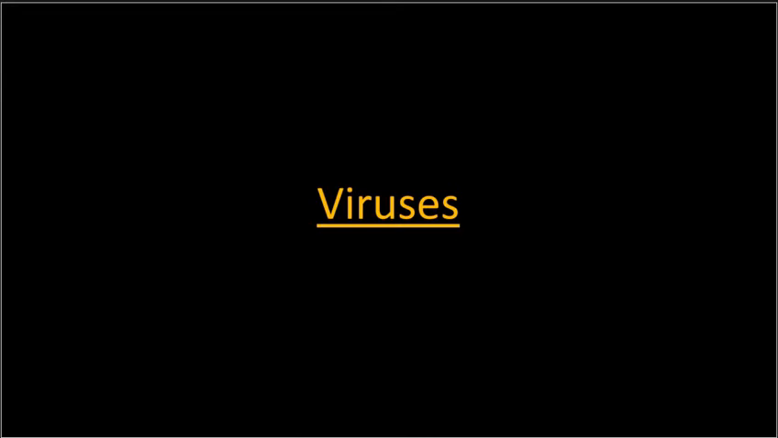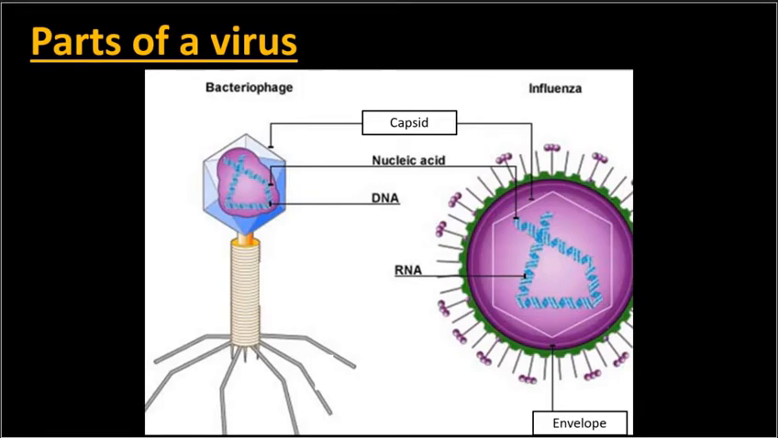Okay, first off, the different parts. Now, you will notice that on this virus over here, flu virus, it internally has RNA. This bacteriophage virus over here internally has DNA. A virus will either have DNA or RNA. It won't have both of them. So it has a type of nucleic acid. And that is what's going to be containing its information, if you will.